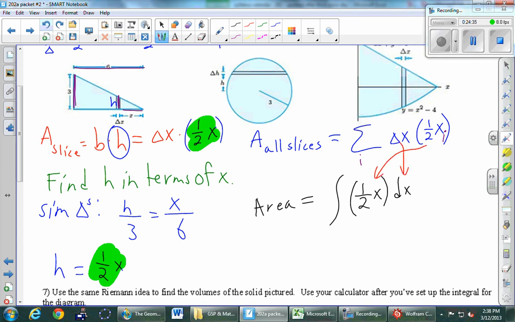And the last thing is the limits. What's the smallest x? You got to go way back to the original picture. What's the smallest x value that makes sense here? 0. And then what's the biggest x value to capture the whole thing? 6. So we're going from 0 to 6.